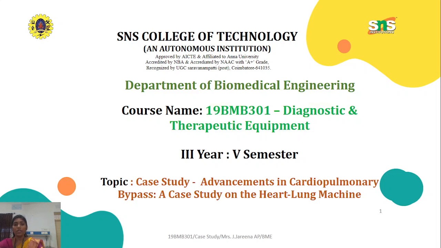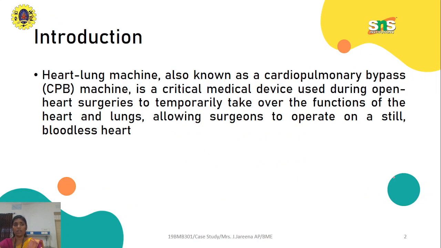Let's start with what a heart lung machine is. That is the basic one, the definition. The heart lung machine, as I told you before, is a very critical medical device. It is also called a cardiopulmonary bypass machine. This machine will replace the role of the patient's heart and lung functions, and it is especially used during open heart surgery.